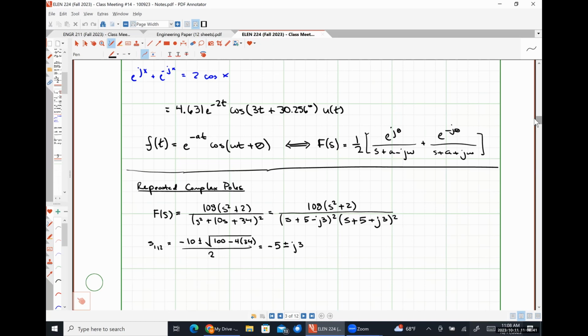All right, so we had used our good old 8th grade math quadratic equation to figure out what the poles of this second order polynomial s squared plus 10s plus 34 was. We found the poles to be -5 plus or minus j3. And so that allowed us to write this polynomial as s plus 5 minus j3 quantity squared times s plus 5 plus j3 quantity squared.